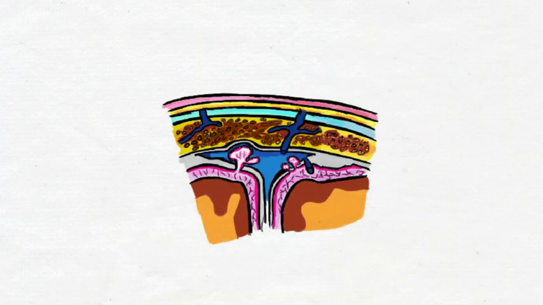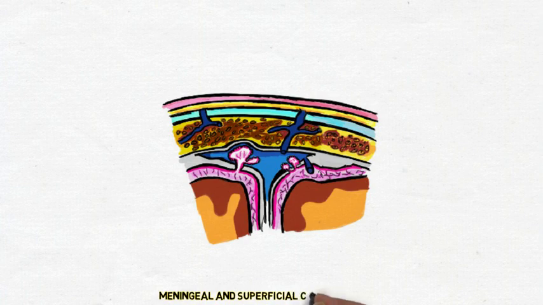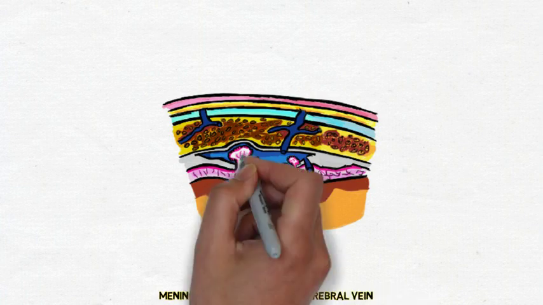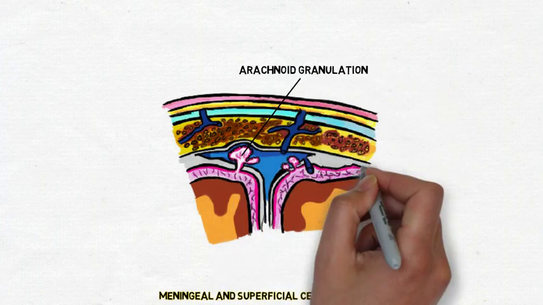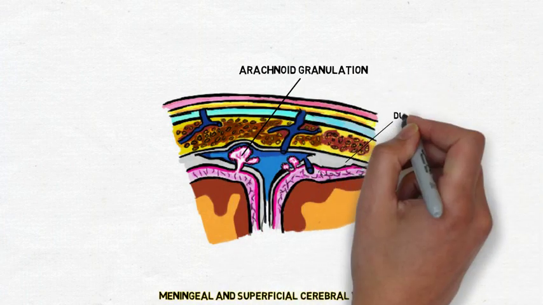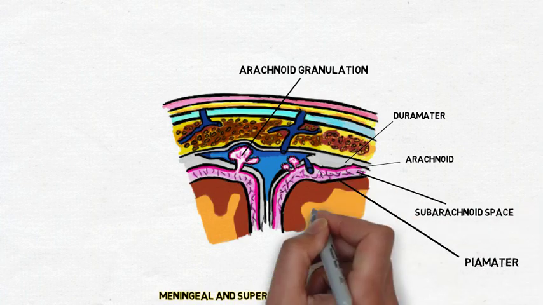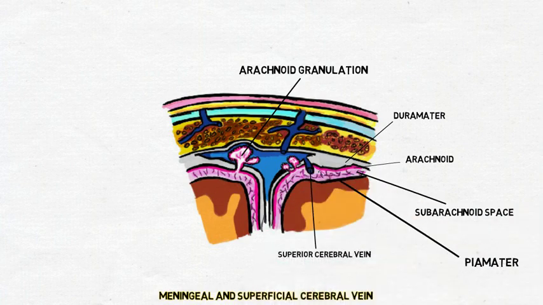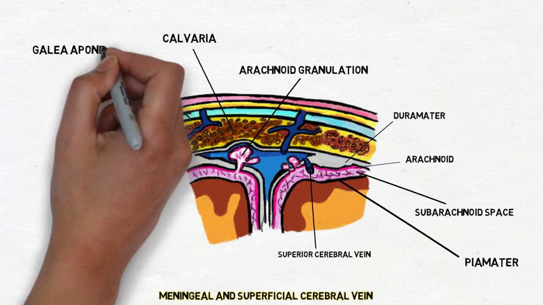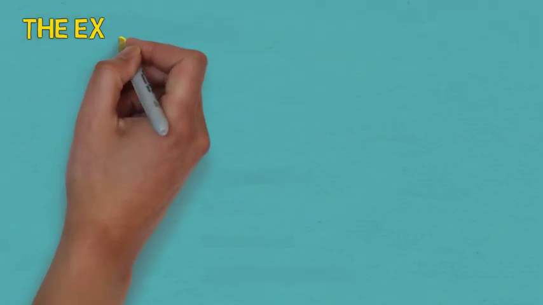So this is the anatomy of the meninges, specifically the meninges and superficial cerebral vein. Now look at it, there are arachnoid granulations, the arachnoid, dura mater, subarachnoid space, and also the pia mater. There are three components of the meninges: there's a superficial cerebral vein, calvaria, and also galea aponeurotica.